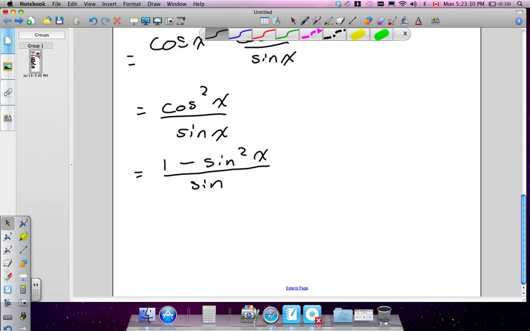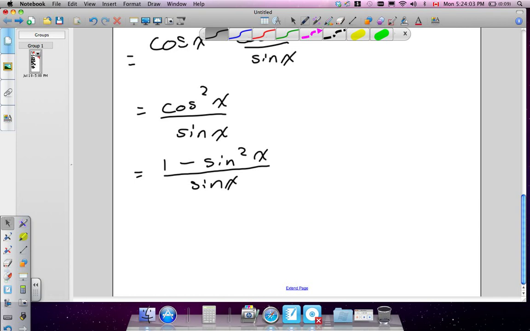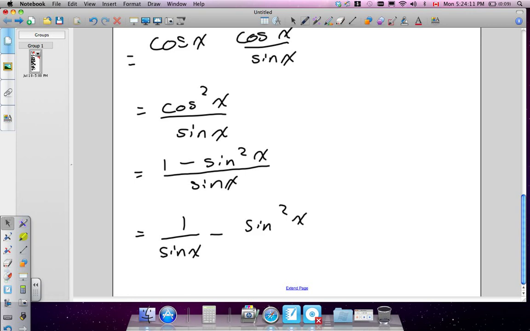Can that be a difference of squares? Like 1 plus sine x squared? Yeah, if you find the square root of the first one, you would have 1 plus, and then 1 minus sine squared x. Yeah, you can do a difference of squares, but we don't actually really need to. It's going a little far. But you're right, that is a possibility because that is a difference of squares. Think of this as two separate questions. So what this really says now is 1 divided by sine x, subtracted by sine squared x divided by sine x.